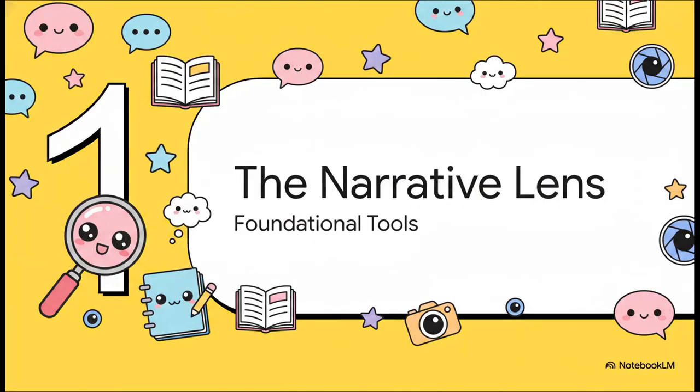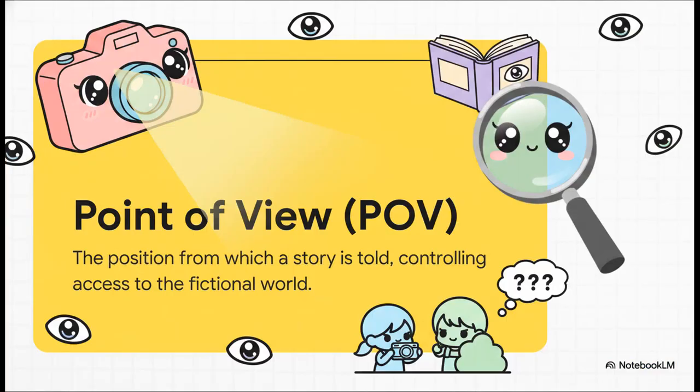All right, kicking things off with Section 1, the narrative lens. So the absolute crucial point here is understanding the difference between what happens in a story and how it's actually told. Point of view, or POV, is basically the position from which a story is told. It completely controls your access to the fictional world. It answers those big questions like, who is speaking? Who actually sees these events playing out?